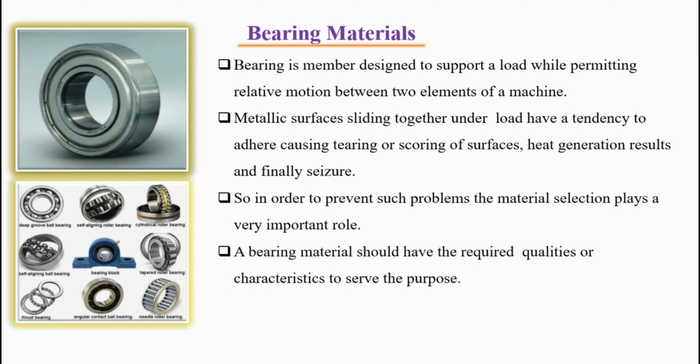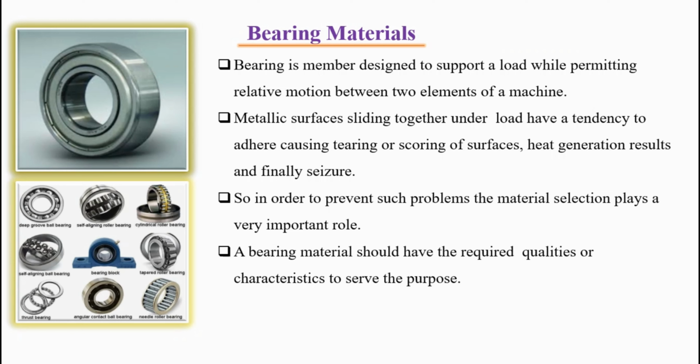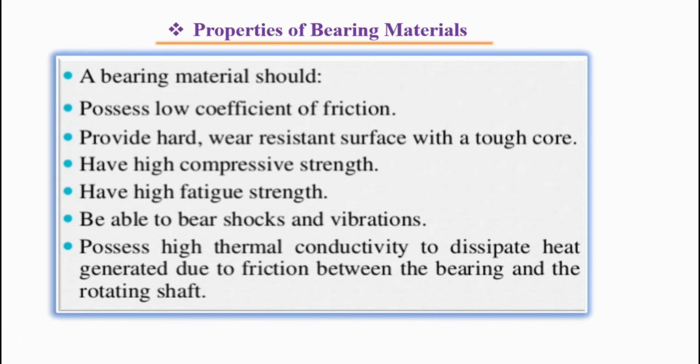So bearing material should have the required qualities or characteristics to serve the purpose. Guys, this bearing material should have the required qualities and characteristics to serve this purpose, as we need to prevent this adhering, tearing and scoring of the surfaces of moving parts. So bearing is the material which can overcome all these problems. All this is about the bearing materials and the need for bearing materials, that is, why we use this material in our day-to-day life or in various industrial applications. Without wasting time, we should see the properties of bearing materials.